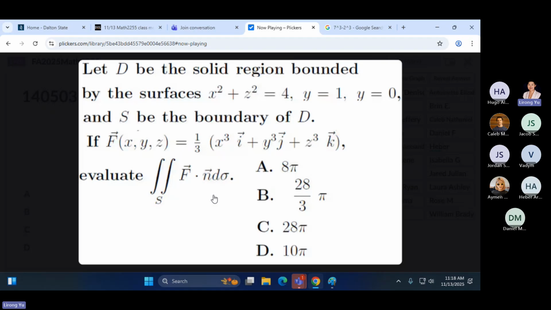So it's a cylinder. You see x squared plus z squared equals 4. It's a radius 2 cylinder in the xz plane. And then y has a lower bound and an upper bound, the upper circle and lower circle of the cylinder. So those are the surfaces of the cylinder. So S is the cylinder, the solid region. Therefore, this is a closed surface integral, so we would be able to calculate its flux using the divergence theorem.